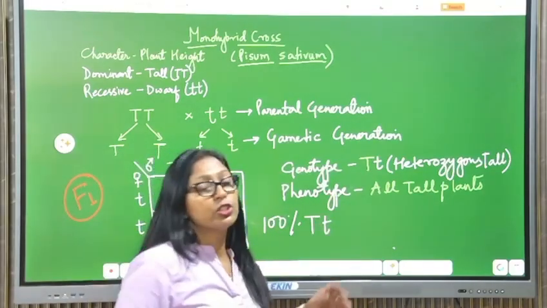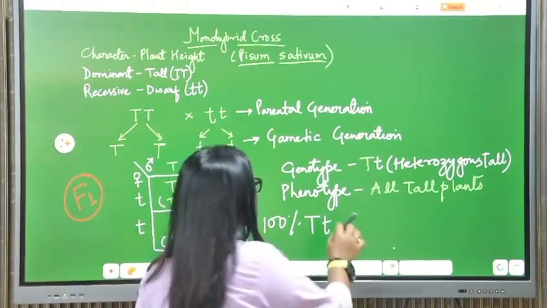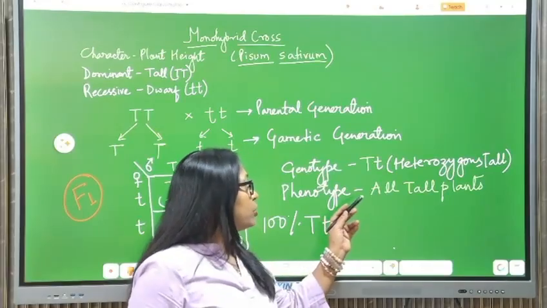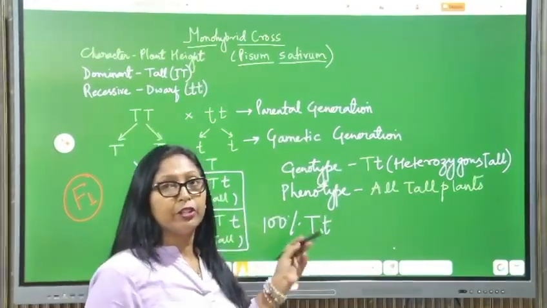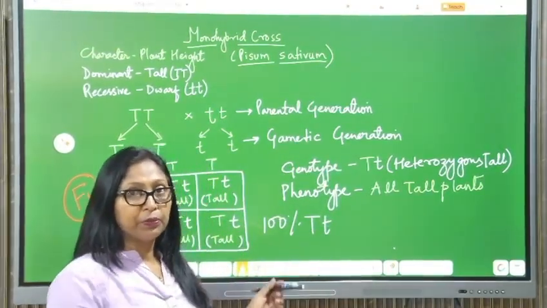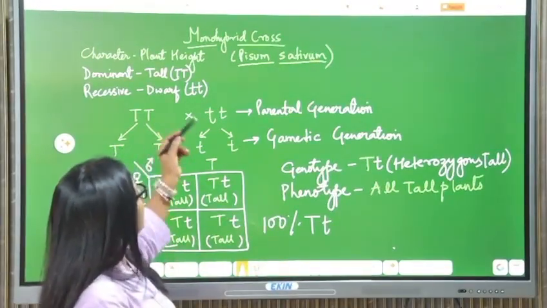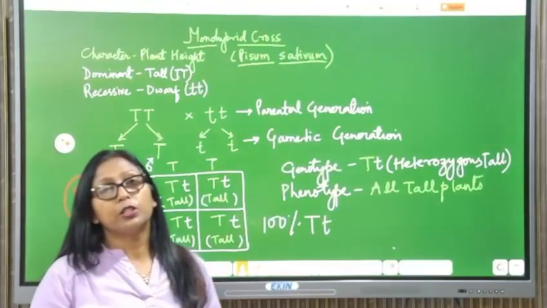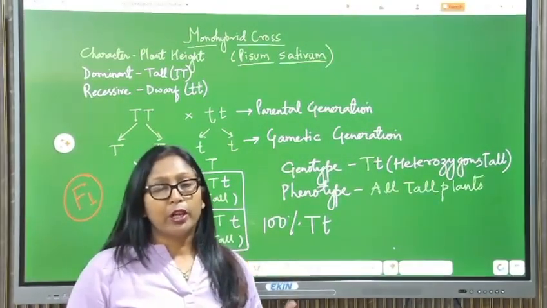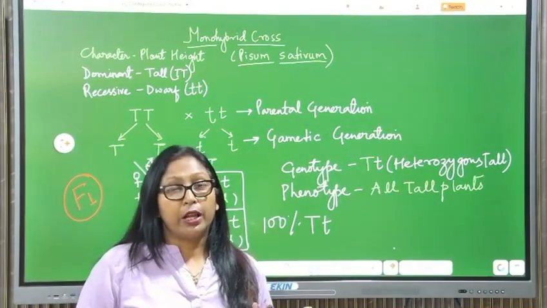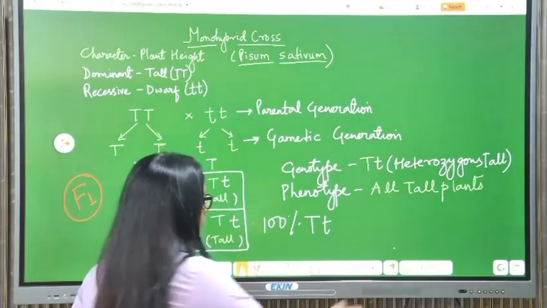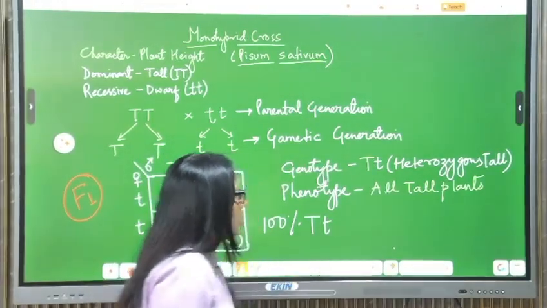Now, capital T and small t represents the heterozygous tall condition, that's the genotype, followed by the phenotype, which is the expressed character, the externally observable characteristics, that represents all tall plants. So at the end of F1 generation, we can see 100% tall plants are obtained and they are all heterozygous in nature.